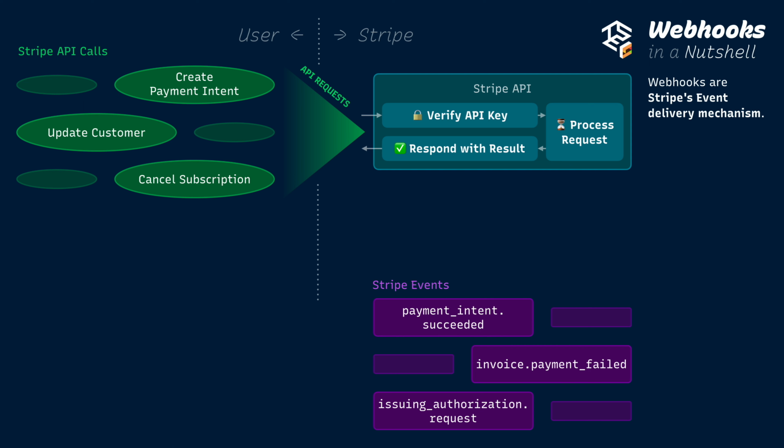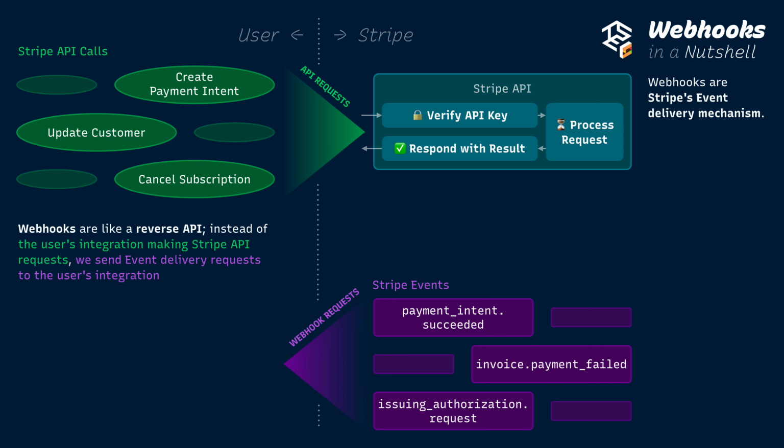Enter webhooks. You can think of webhooks like a reverse API. Instead of the user's integration making Stripe API requests, we send event delivery requests, also known as webhook requests, to the user's integration. This allows us to initiate communication from our end when something interesting happens.